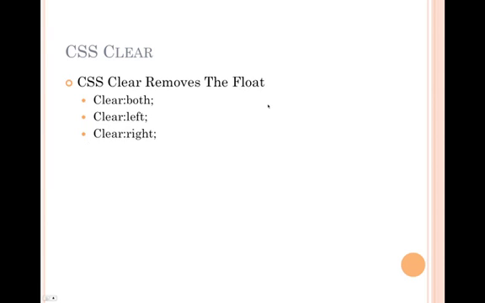If you're going to use float, you also need to be able to use the clear property. So the clear property, all it does is remove the float. It tells the text to stop wrapping to the left or stop wrapping to the right, or to stop wrapping to both, depending on how you have the float set. So basically, use the float to wrap text around things and use clear to stop the text wrapping or the wrapping of any other items.